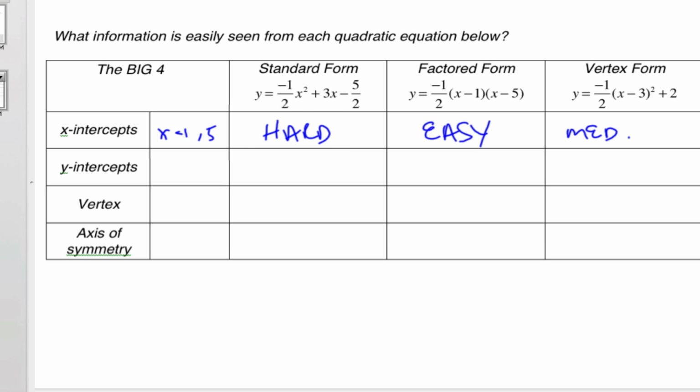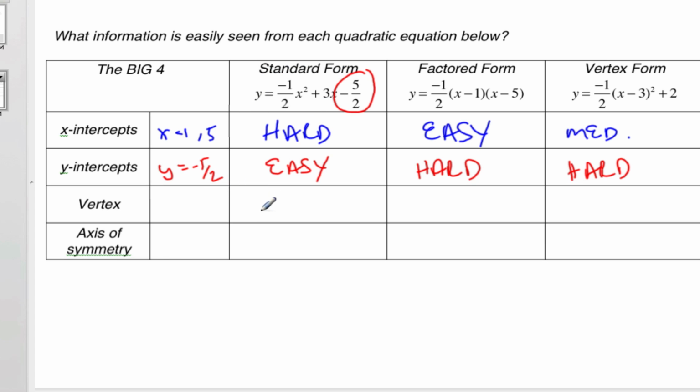Okay, going to the y-intercept. Well, the easiest one for y-intercept is this one here. There's my y-intercept. This is easy. And I know y equals negative 5 halves because it's straight from my c value for standard form. Here I have to do some work. It's harder. And again, here I have to do some work. It's harder as well. Not that they're hard, but they're just harder than this one. You make x be 0 and solve for your y. Yep. Okay.